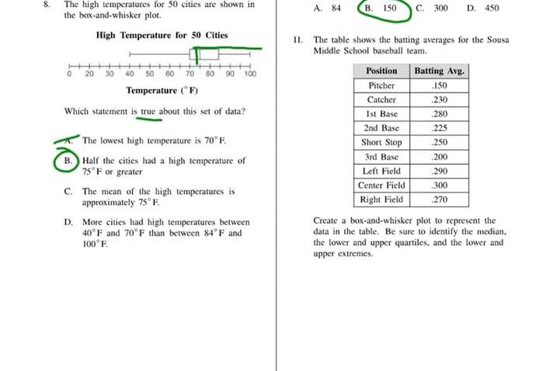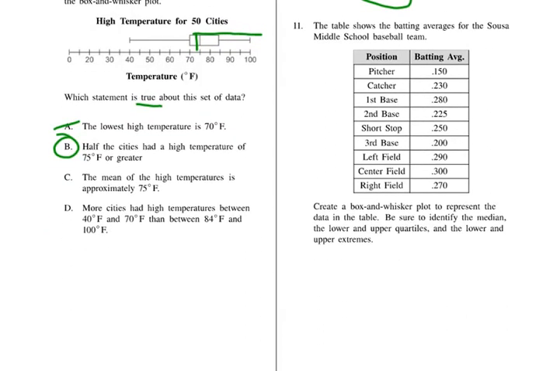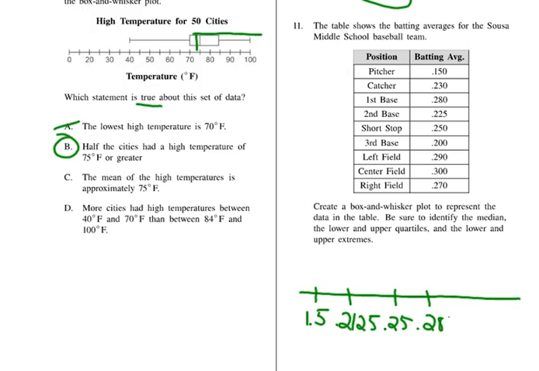For this one, create a box and whisker plot. Again, I entered all that information and did my one variable stats. It turns out that your lowest is 1.5, your Q1 was 0.2125, median 0.25, Q3 was 0.285, and your highest was 0.3. So this was your box and those were your whiskers. All I did was put it in my calculator and then draw the box based on the numbers it gave me.